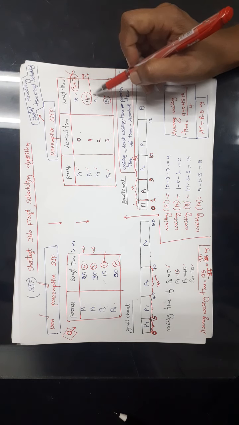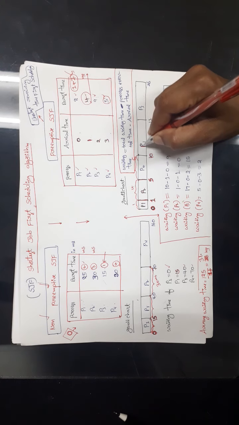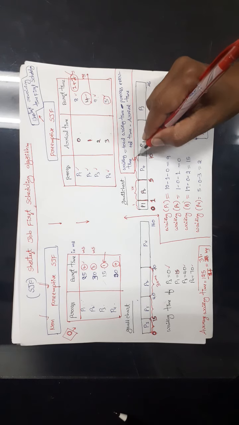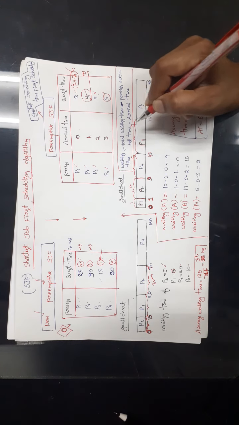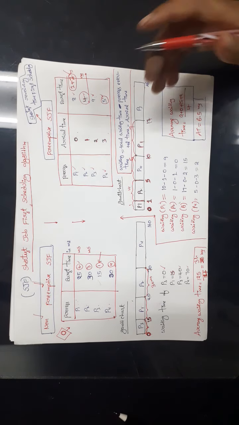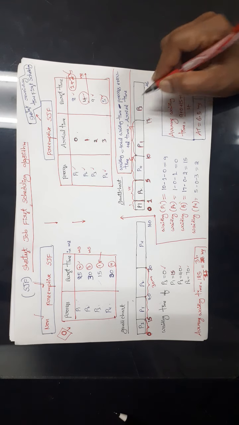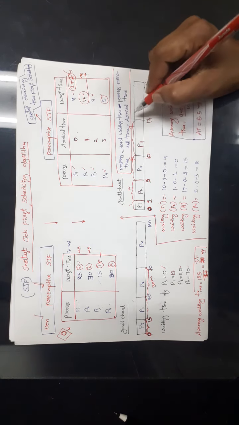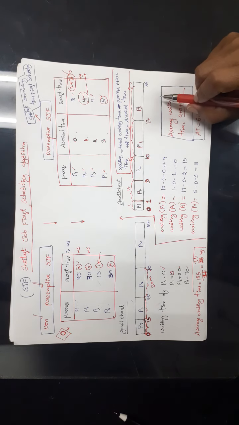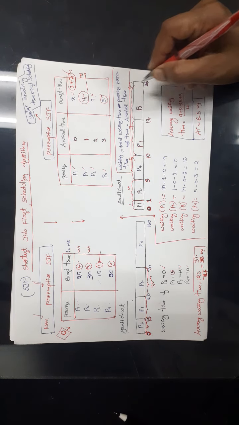After that, which one is minimum? P1 burst time is minimum, so CPU will be allocated to P1. Only 7 milliseconds of work is remaining, right? So it will be allocated CPU for 7 milliseconds of time. What is the time now? 10 plus 7, 17. Now we are left with only one process, that is P3. So we allocate CPU to process P3. It will be executed for 9 milliseconds, so 17 plus 9 means 26.